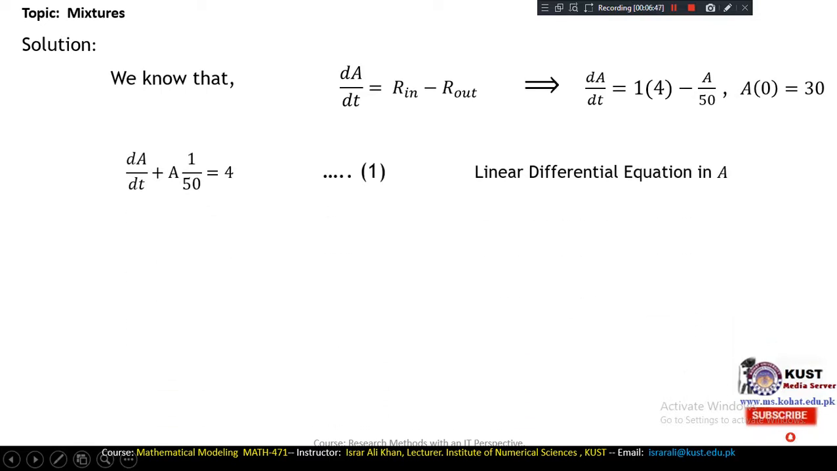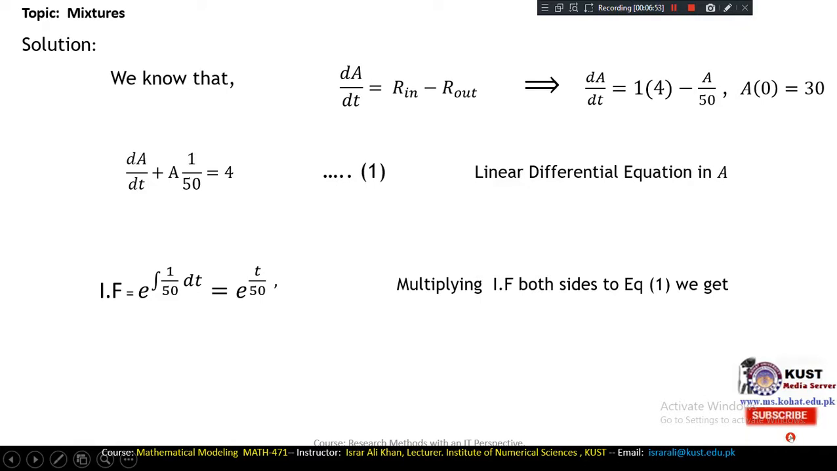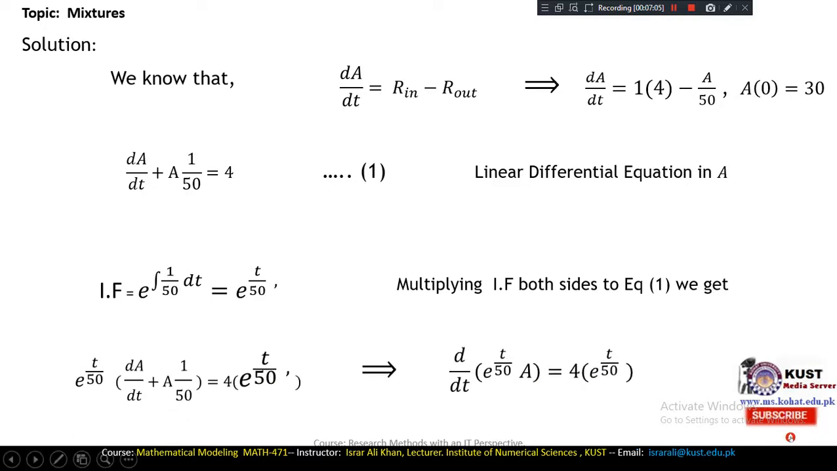So when we bring this term to this side, we can clearly see that this is a linear differential equation. We know how to tackle a linear differential equation. We first find the integrating factor, which is e raised to the power t divided by 50. Then multiply this integrating factor with equation 1. And it becomes this, and when we apply the product rule, we can easily get to this previous step.